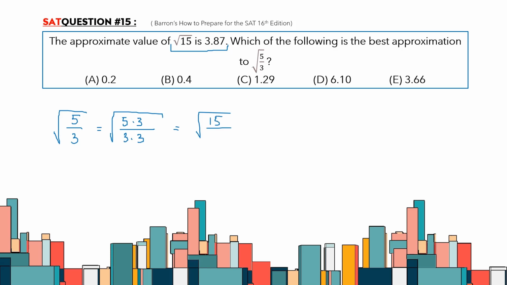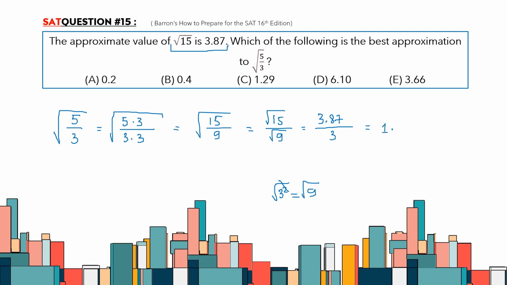and then at the bottom we have 9. Based on the rule, we can separate them: square root of 15 over square root of 9. The square root of 15 is given as 3.87. Square root of 9 is 3, because 3 squared equals 9. So square root of 9 is 3.